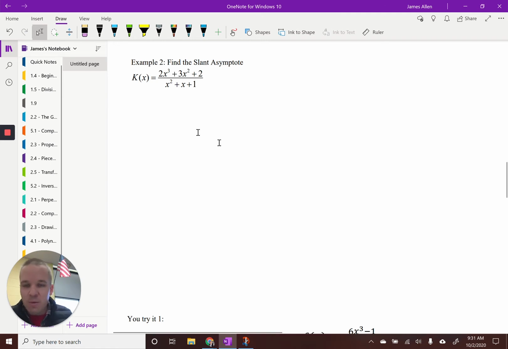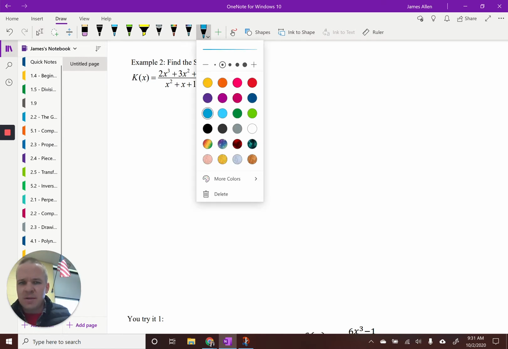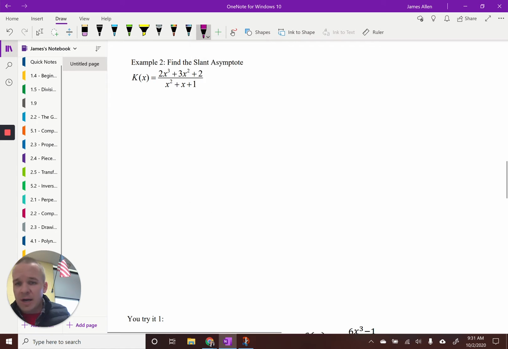Now, this one we can see that we have a quadratic in the denominator, right? This is not of the form x minus c. This is ax squared plus bx plus c. We cannot use synthetic division with this one. There are some fancy methods, I believe, where you can do that, but I don't have any interest. I'm going to go with my long division. We can handle this, okay?